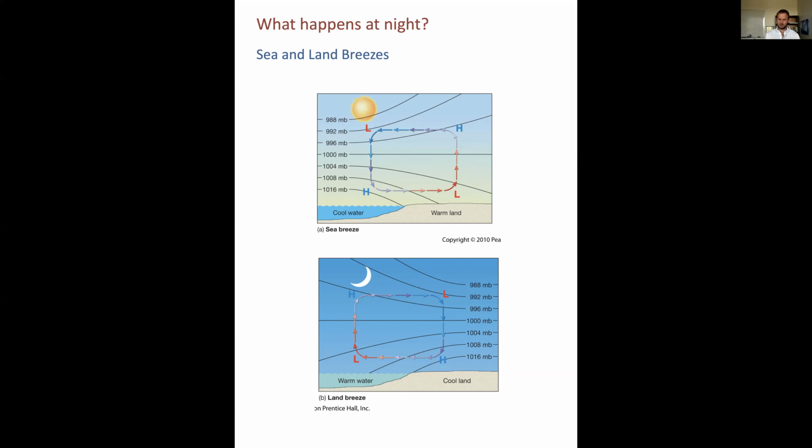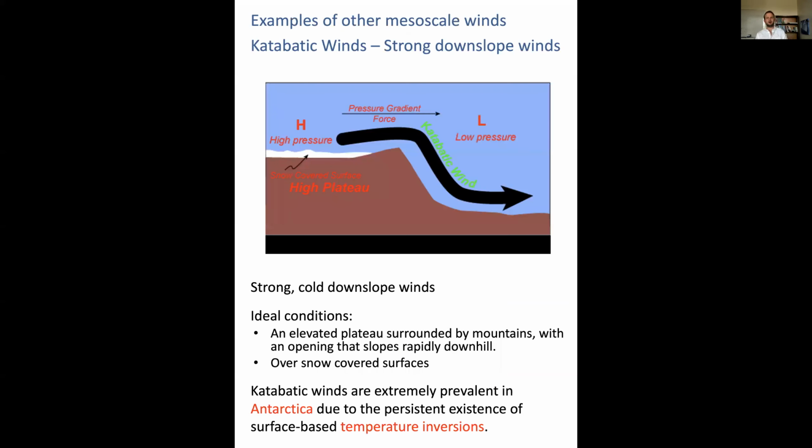Okay, all right, other mesoscale winds. There are many examples of mesoscale winds, but this is one that is very important to my research. And these are called katabatic winds. There are strong downslope winds that happen especially over ice sheets. Okay, and these strong downslope winds exist because there is higher pressure in the interior of ice sheets and lower pressure around the edges, and that creates a pressure gradient force, which is actually helped by gravity because these winds are downslope. They are descending.